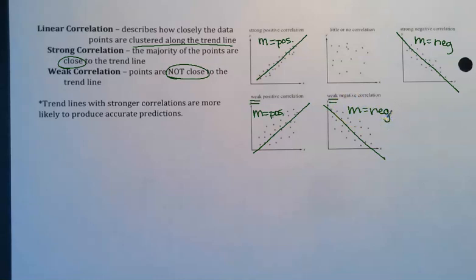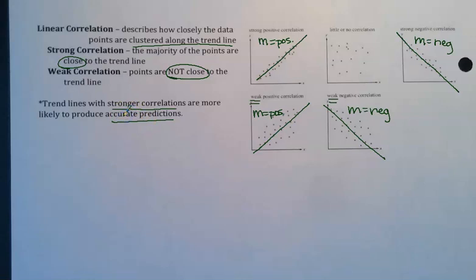The other thing to know is that trend lines with stronger correlations are more likely to produce accurate predictions. If they have strong correlations, their predictions are going to be more accurate, because a stronger correlation tells you there is a stronger connection between your data values, like your revenue and the year. So the predictions would be more accurate.